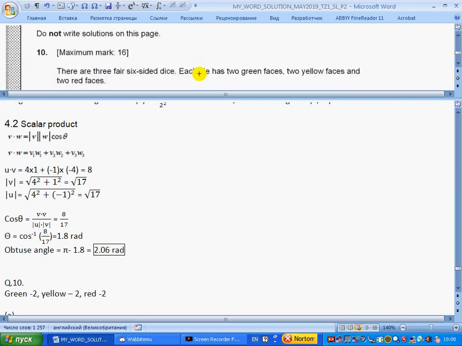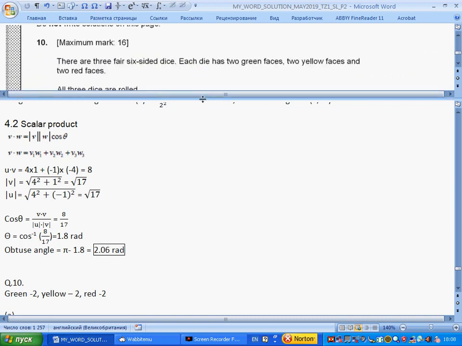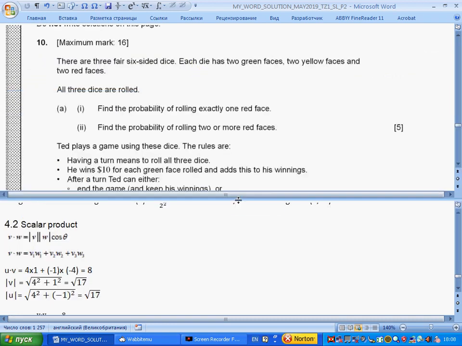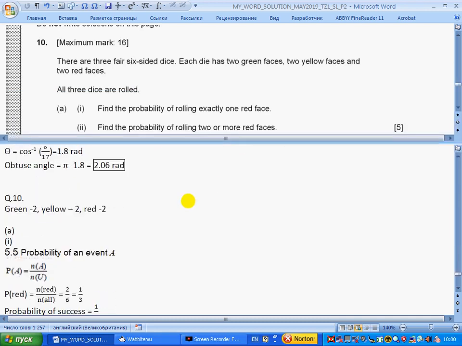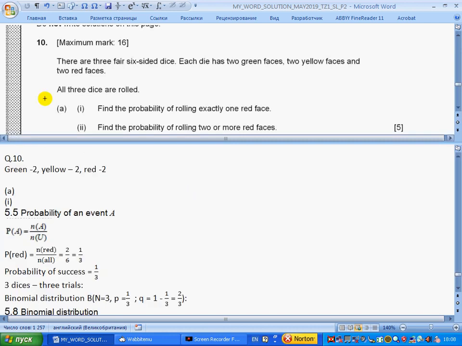Now the last question, question 10. A very difficult question. Probability. Let's do it accurately, slowly, right. There are 3 six-sided dice. Each die has 2 green faces, 2 yellow faces, and 2 red faces. All 3 dice are rolled.